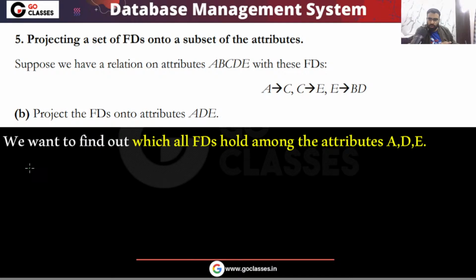And the step-by-step procedure I told you that you need to apply. Okay, so first, what will we see? We will see what A can determine. Can A determine D, E? That is what we want to check.